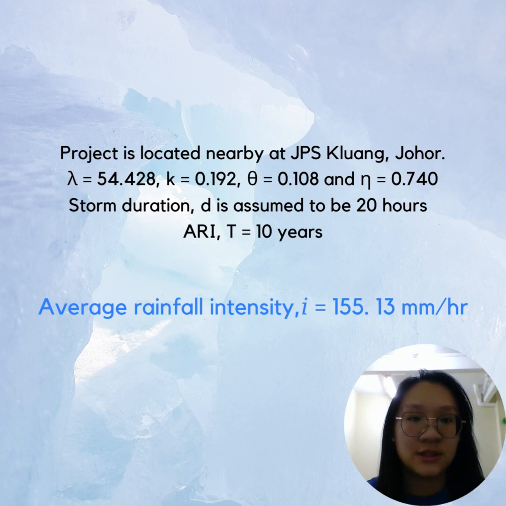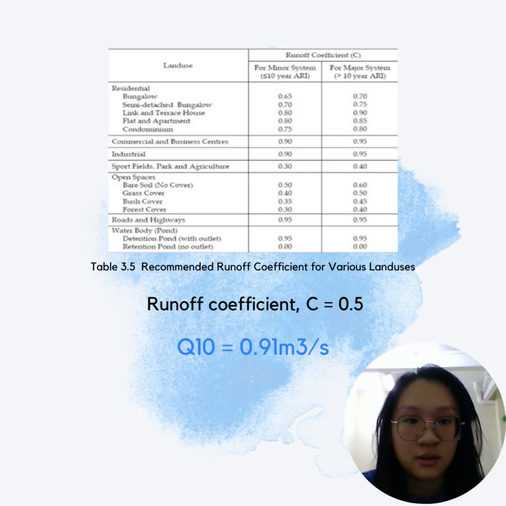The storm duration D is assumed to be 20 hours and ARI is equal to 10 years. Therefore, the average rainfall intensity is equal to 155.13 mm per hour. By referring to Table 3.5, the runoff coefficient is 0.5. Then Q10 is calculated and equals 0.91 cubic meters per second.